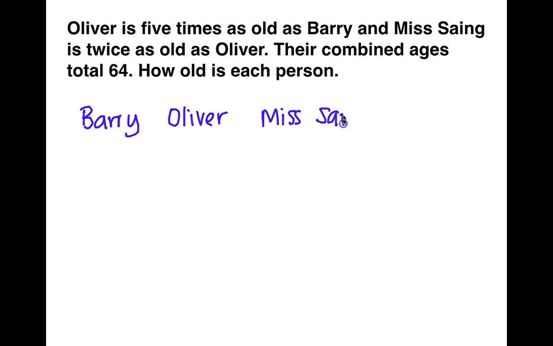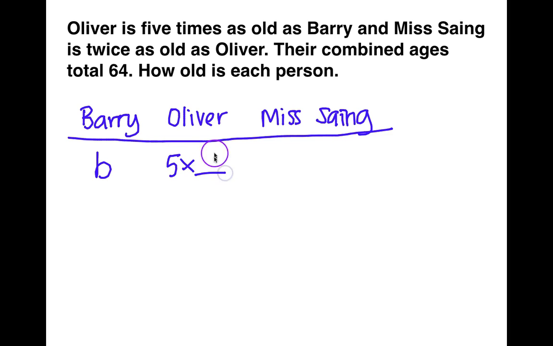Neat. So now we determined that Barry is the youngest, so I'm going to label him with the variable, since that's the tip that I've been giving you in class: the variable is assigned to the smallest value. In this case it's the youngest person, which is Barry, so Barry is B. Well, Oliver is 5 times as old as Barry, so I'm thinking 5 times what though? 5 times Barry's age, which I called B, so it's 5 times B. But in math, we normally don't write it that way. We would write it as 5B, okay?